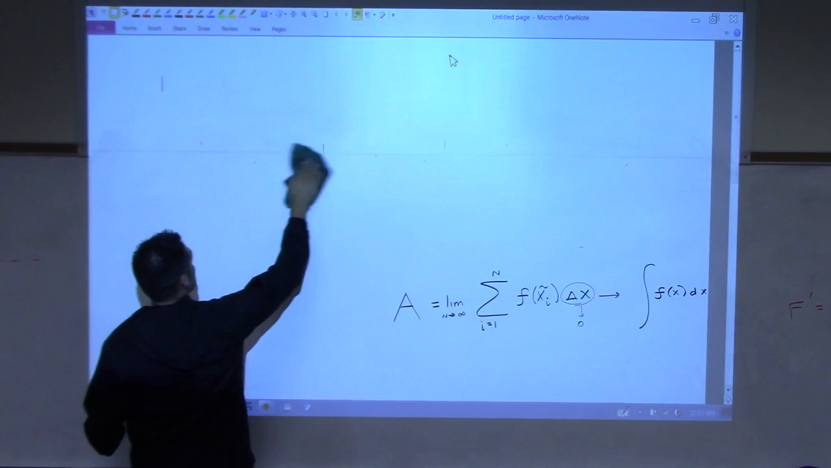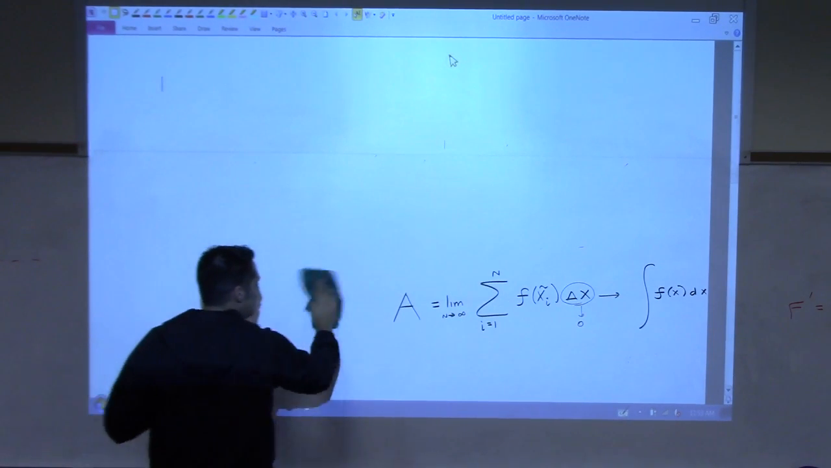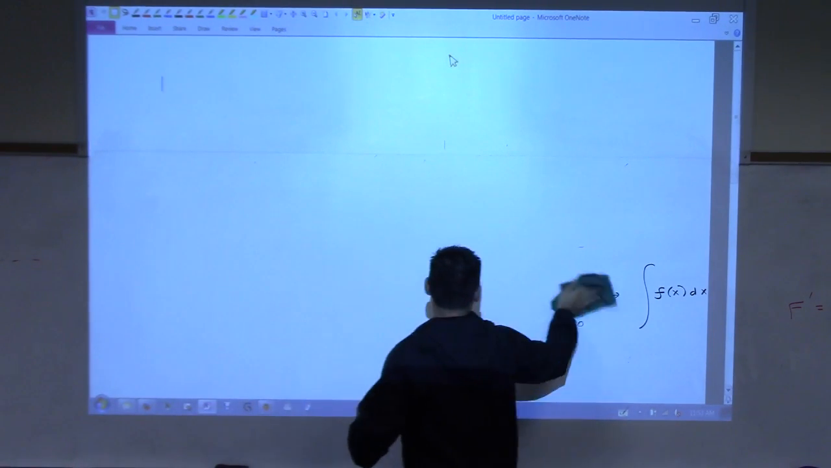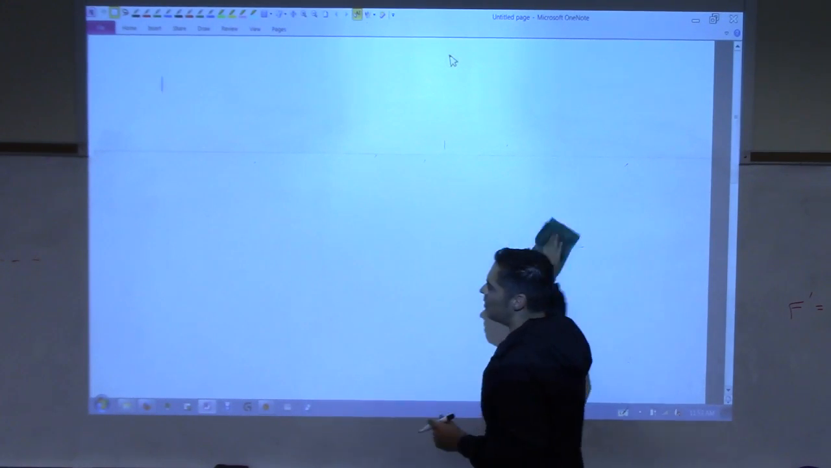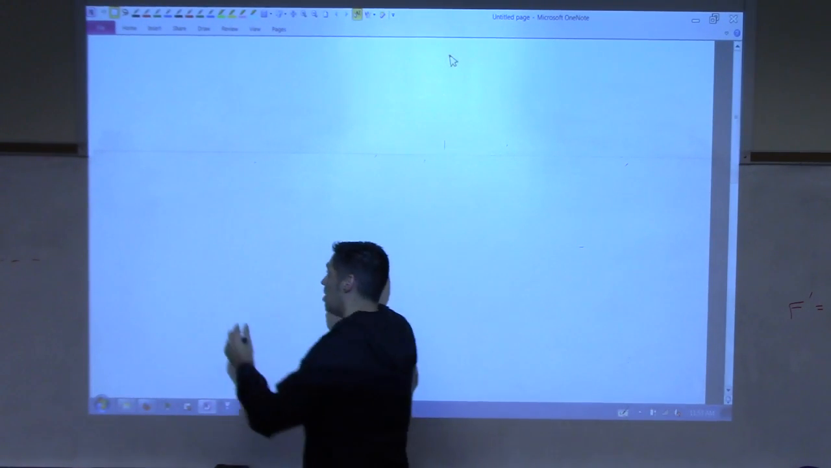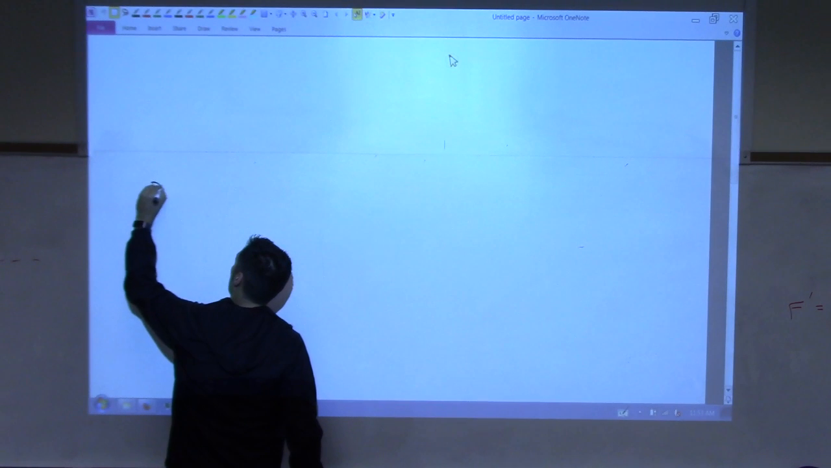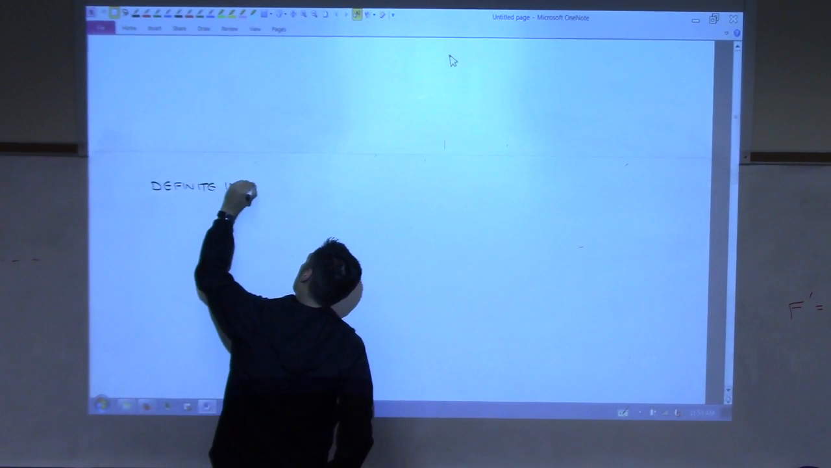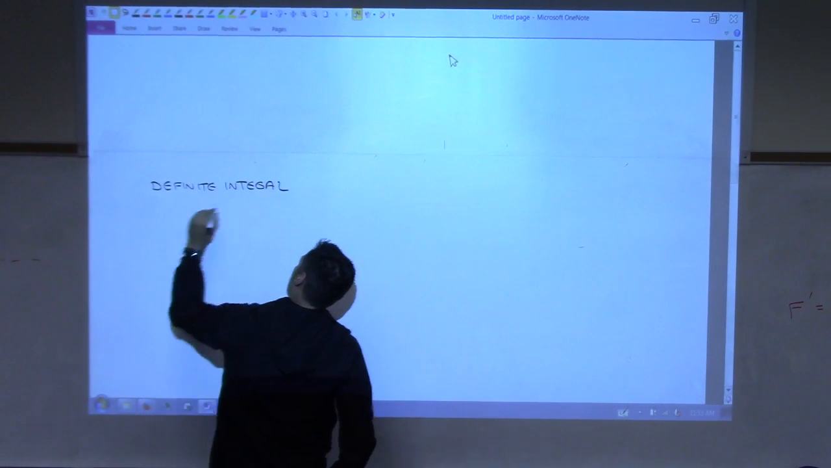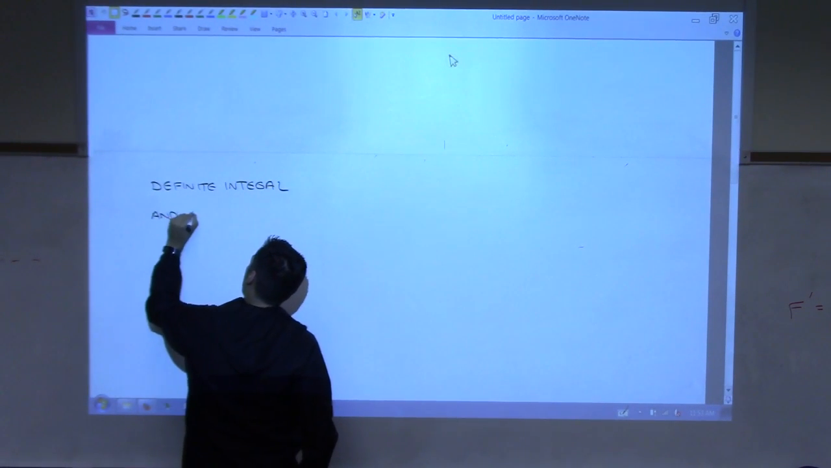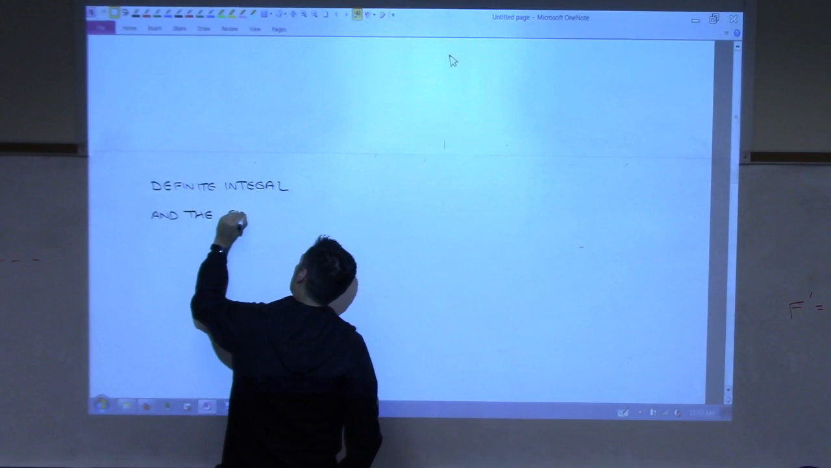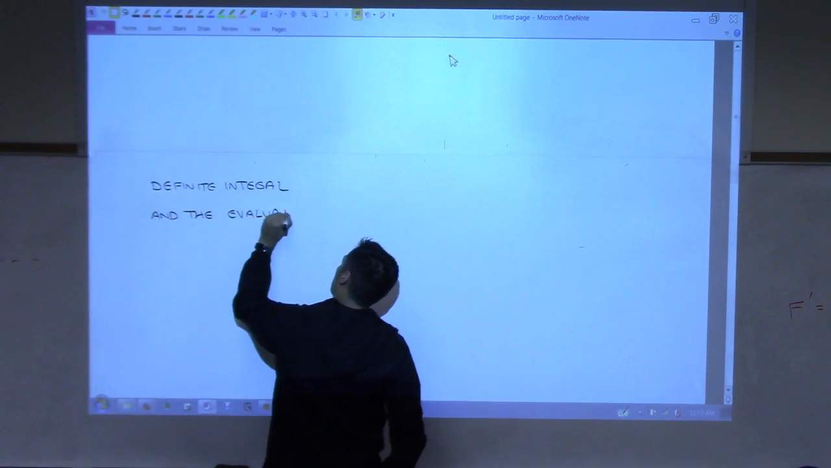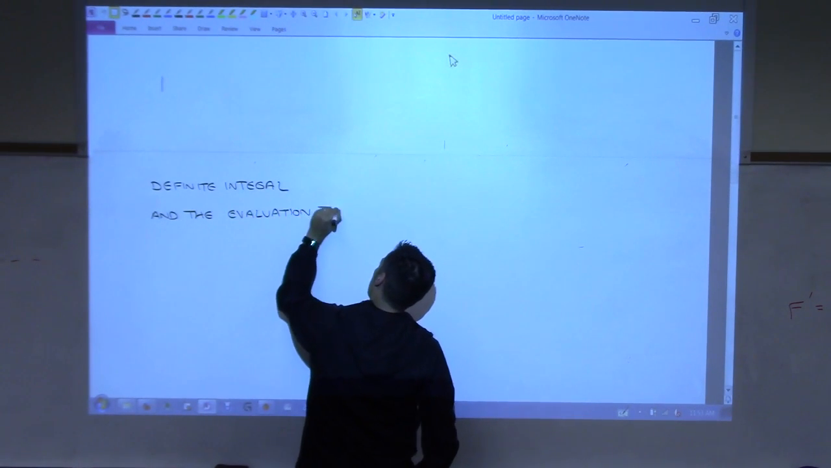So all of that was just so I can put the following on the board, all right? If you didn't follow any of that, then don't worry about it, okay? Because I'm just going to give you a formula now. This is called the definite integral and evaluation theorem.